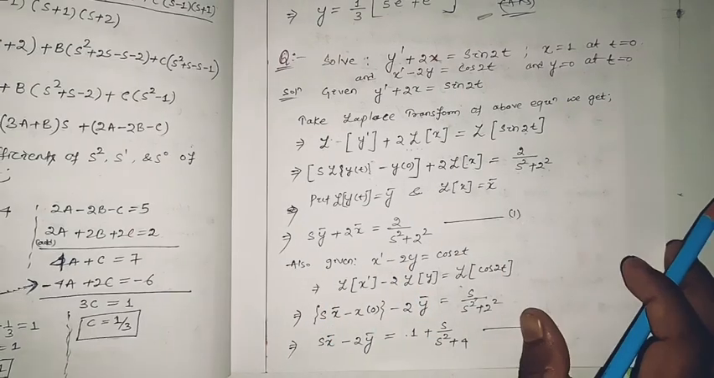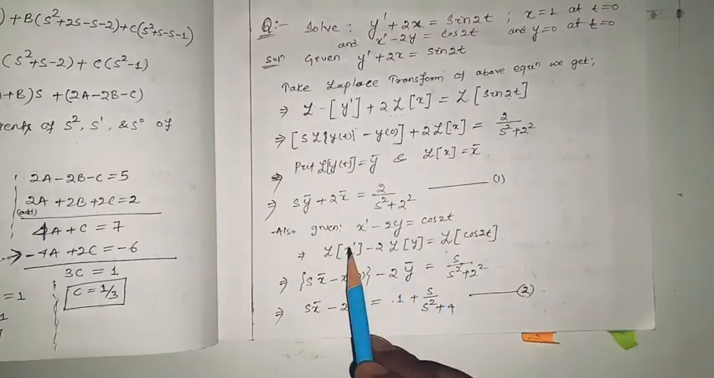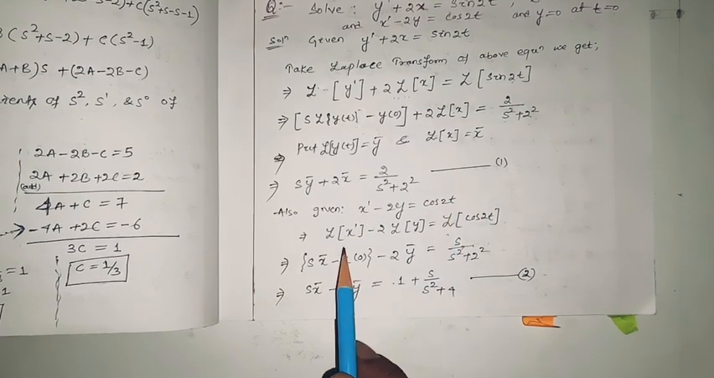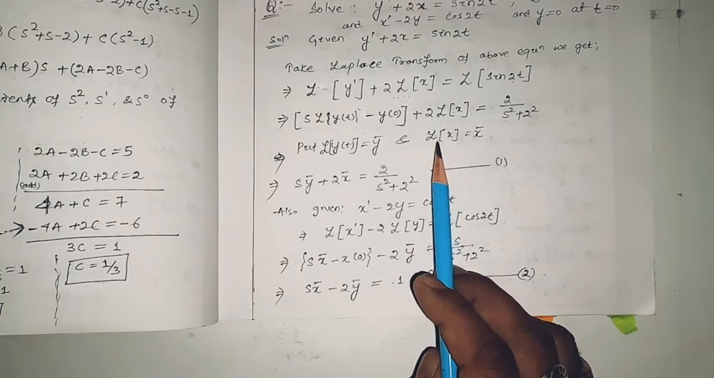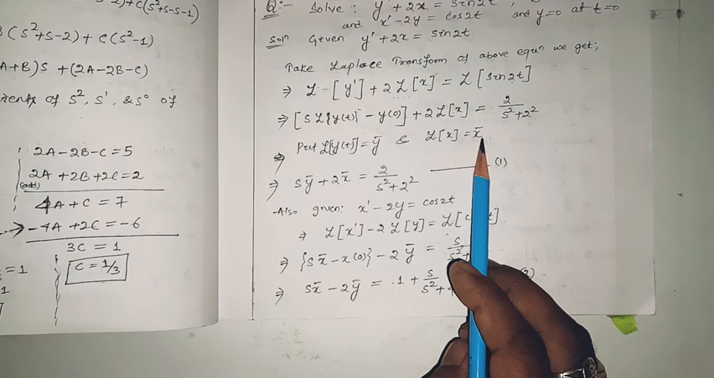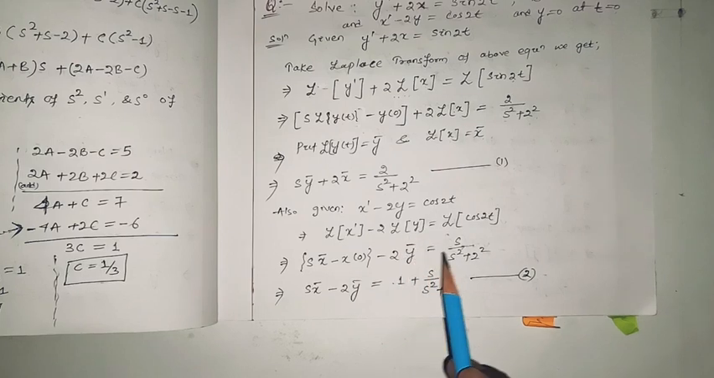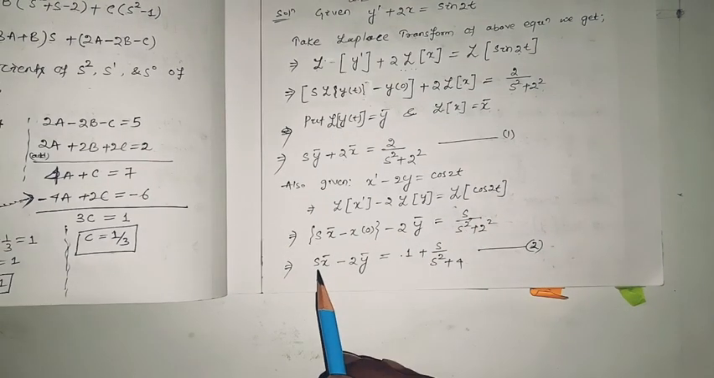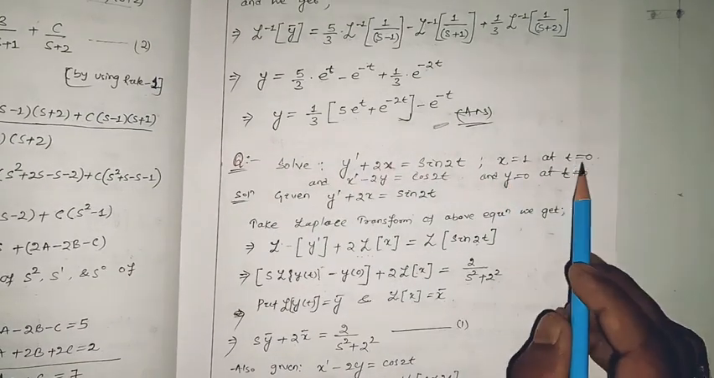And again, if we consider x dash minus 2y equal to cos 2t, then taking the Laplace transform on both sides, Laplace transform of x dash is s x bar, because we considered Laplace transform of x as x bar, minus x at t equal to 0, minus 2 times Laplace transform of y, which is y bar, equal to Laplace transform of cos 2t, s by s square plus 2 square. So here s x bar, and the value of x at t equal to 0 is 1.